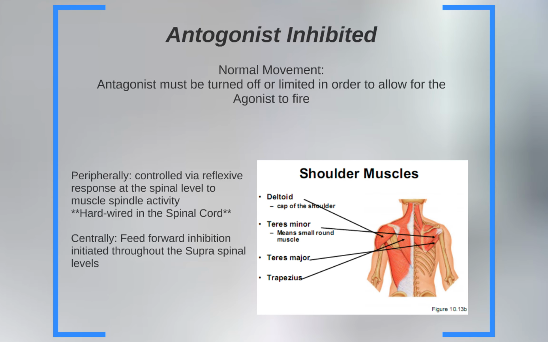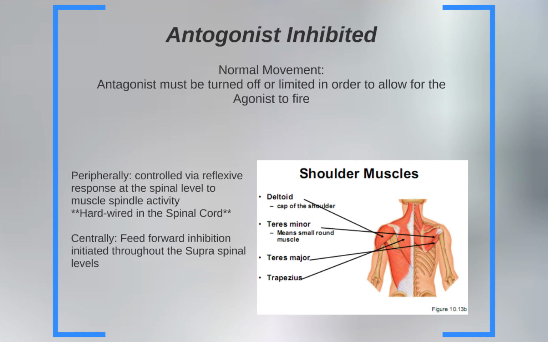Now, in order for us to have this normalized movement, whether we have stability or not, we are going to require antagonist inhibition. In order to activate an agonist muscle, a biceps for example, to flex your biceps, you must have the antagonist of the biceps, which is the triceps, inhibited so that they're not firing at the same time.